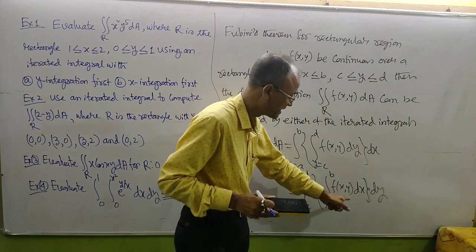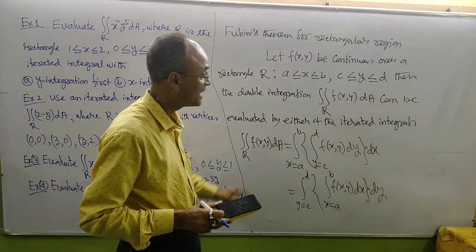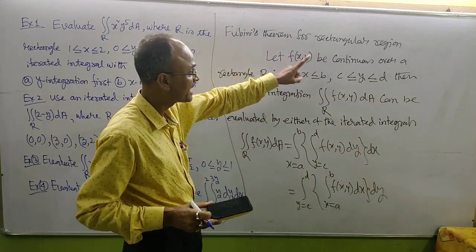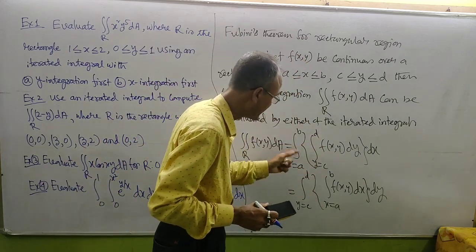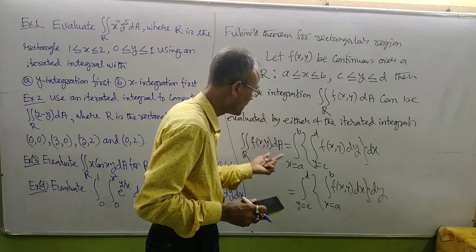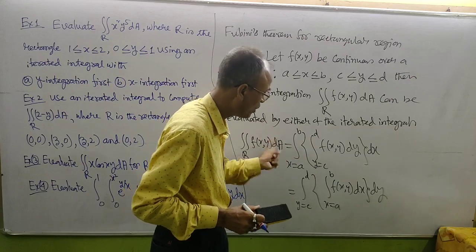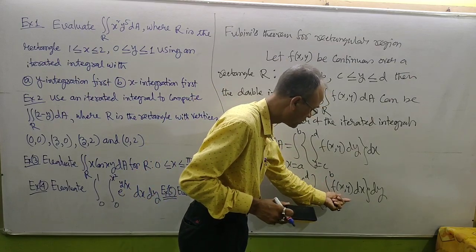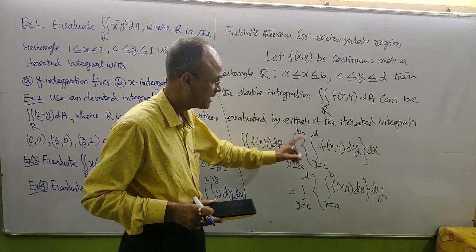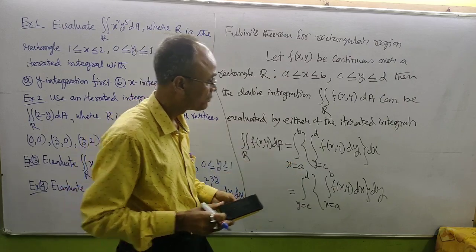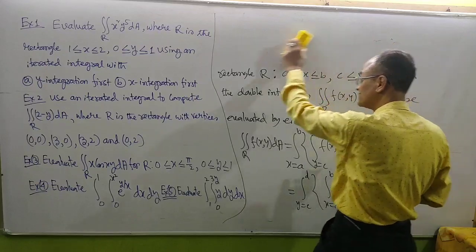While integrating this, just treat y as constant here. Now Fubini's theorem can be applied only when a, b, c, d are constants. If a, b, c, d are constants, then you may first integrate with respect to y, then integrate with respect to x, or you may integrate with respect to x, then with respect to y. The result will be the same. Fubini's theorem can be applied when a, b, c, d are constants.